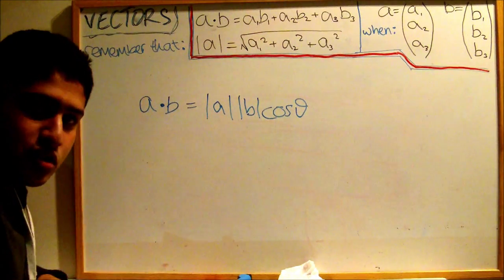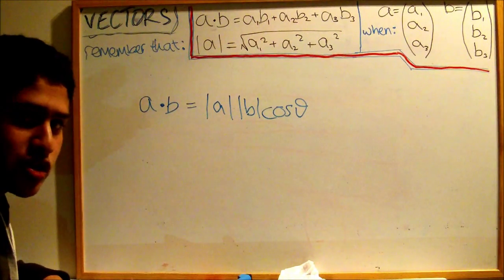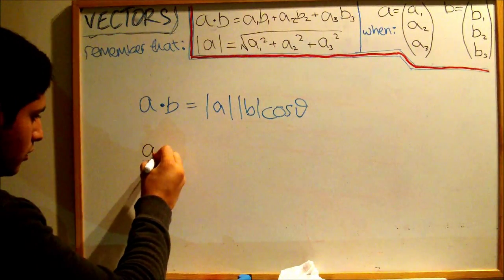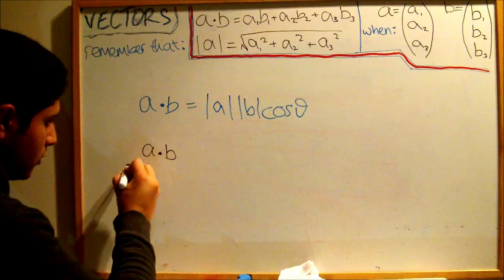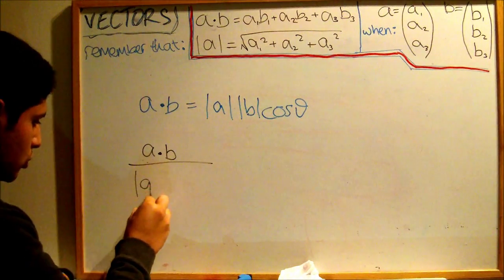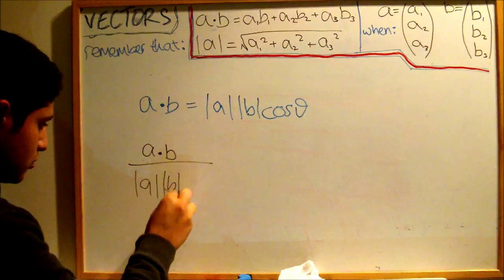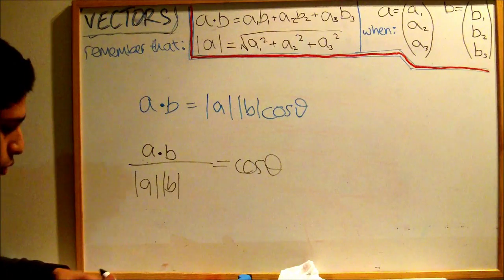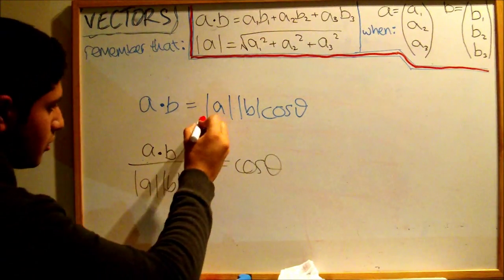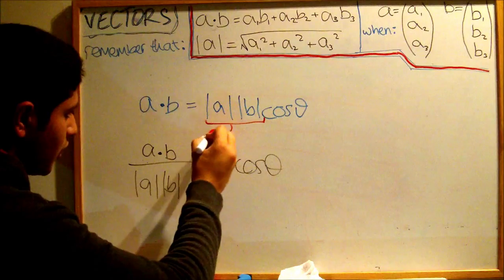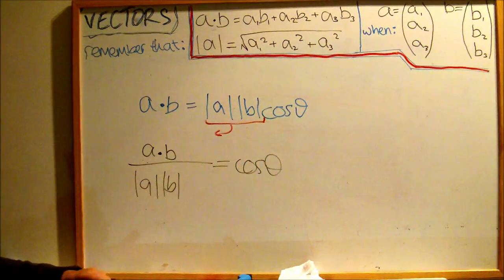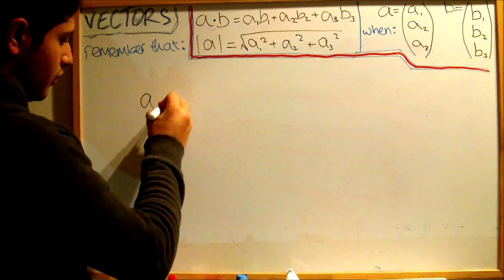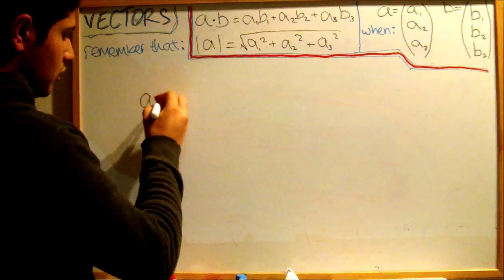A better way of writing this expression, and a more useful one given the questions that you'll probably see in an exam, would be A dot B divided by modulus A modulus B equals cos theta. All I've done there is take this A dot B and divide through by it, so it ends up on that side.